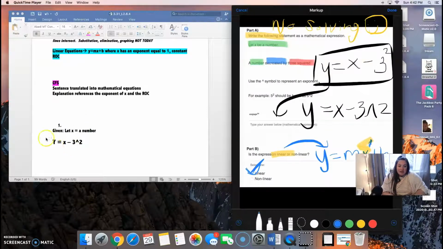But here is what you would type in. You would just type in y equals x minus 3 caret 2. That's all you're typing. They gave us the let statement, so we don't have to write that.